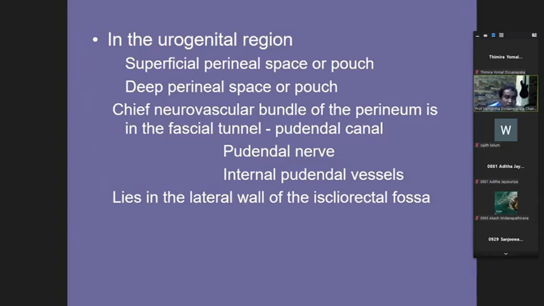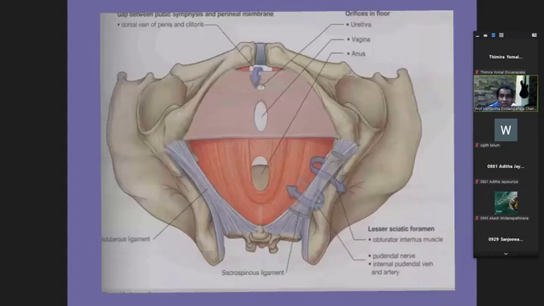And then the internal pudendal vessels, which supply again the perineum, right? So we'll come to that a little later, but the chief nerve of the perineum is the pudendal nerve, and the internal pudendal vessels are the principal supplier. And all these canals lie in the lateral wall of the ischiorectal fossa. Right? We will come to that. Okay. Same, the perineal spaces, fascia and the muscles, and in between you get the nerves going. Right?